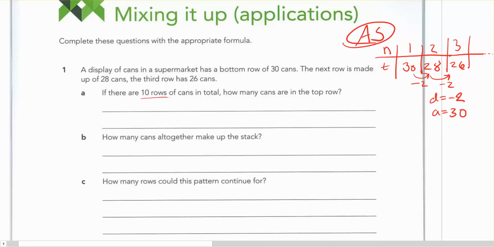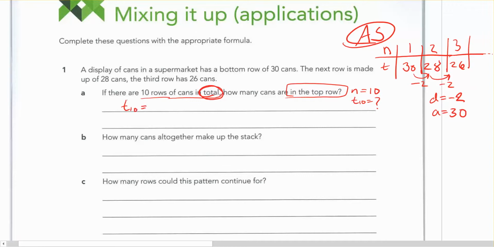If there are 10 rows in the cans in total, well, there's a keyword for us. How many cans are there in the top row? So tricky question here. They're not actually asking us to find the total here. They're asking us how many cans are in the top row. So here we're implying we want to know when n is equal to 10, what's the t value?